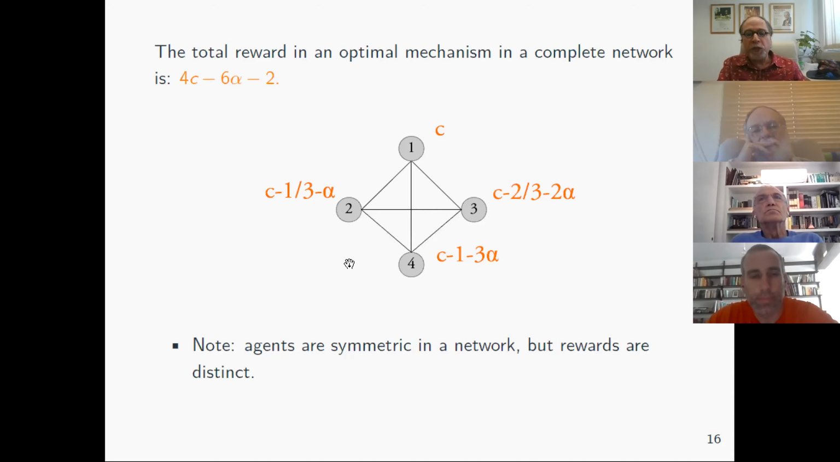So that's eventually what I'm going to pay each of them. I'm going to pay C first to everyone, then extract 1/3 plus alpha from the first one, then 2/3 plus 2 alpha from the second one, and 1 plus 3 alpha from the third one. The total is going to be the amount that is written here, 4C minus 6 alpha minus 2.